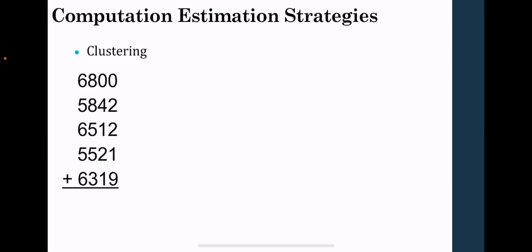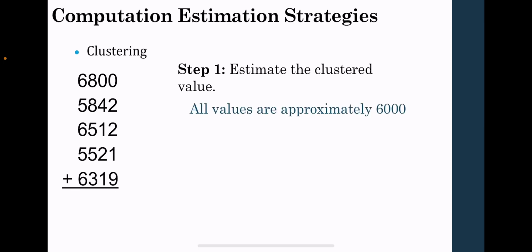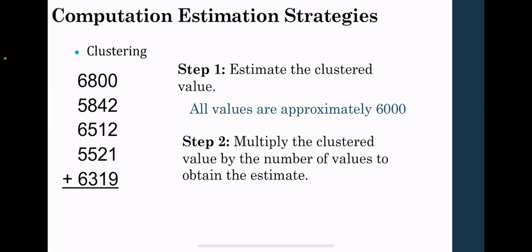All right, so clustering is a good estimation strategy when you have a lot of numbers that are very similar. For example, we have 6,800 plus 5,842 plus 6,512 plus 5,521 plus 6,319. Those are all sort of clustered around the number 6,000. You're going to start by estimating that clustered value. We said that all of our addends are around 6,000. Then you're going to multiply the clustered value by the number of values to obtain the estimate.